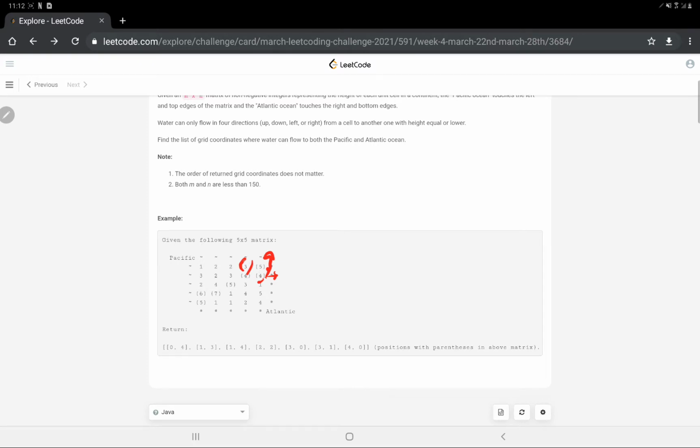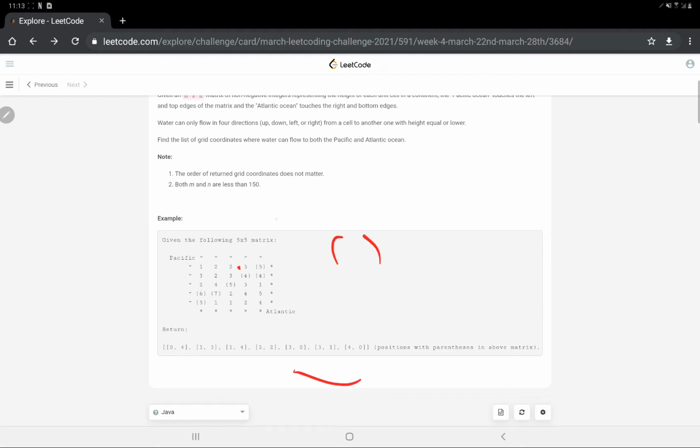It's 5 4 4, so it cannot flow from 3 to 5 or 3 to 4. All right, so that's why it's not included in the answer. It's not like we have to give a path from that particular point. We have to give the points from where, if we throw some water, it will meet both the oceans. So that's why 3 is not included in our answer over here, and it's not marked like this.